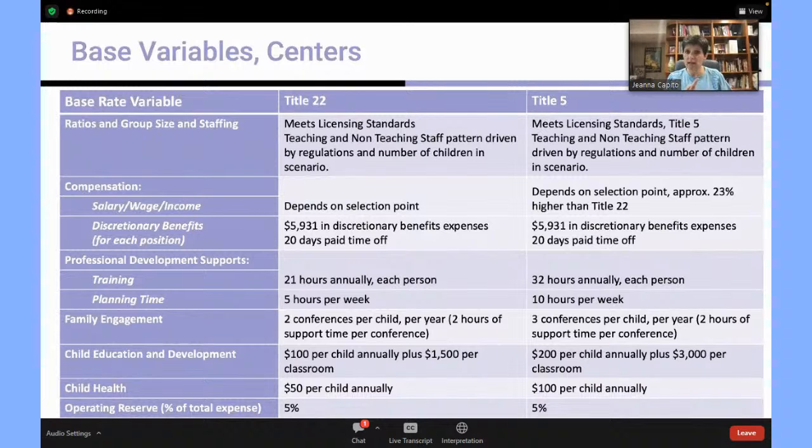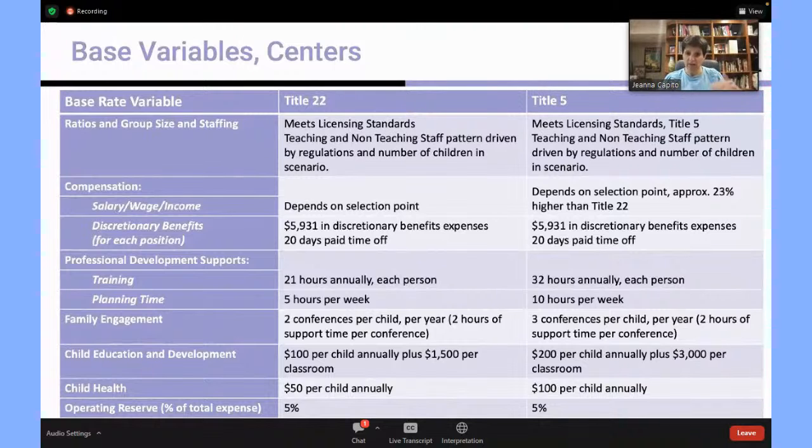The first is the amount for discretionary benefits as a pool of funds, which can be used to pay for health insurance or retirement benefits. And that's at $5,931. That's the same amount in the Title 22 and Title 5 base models. The paid time off, 20 days, same thing. That's the same amount in Title 22 versus Title 5.